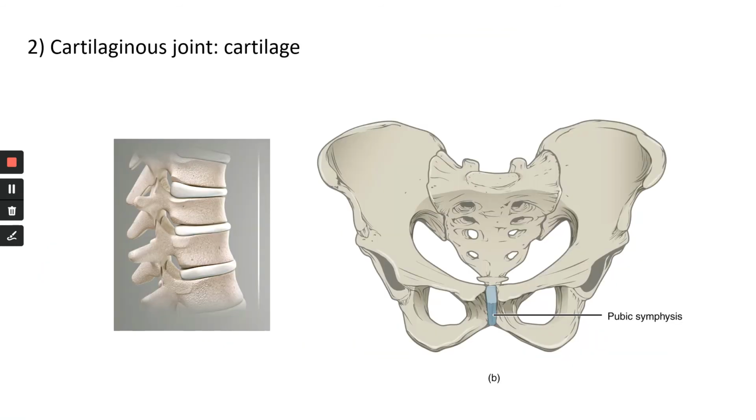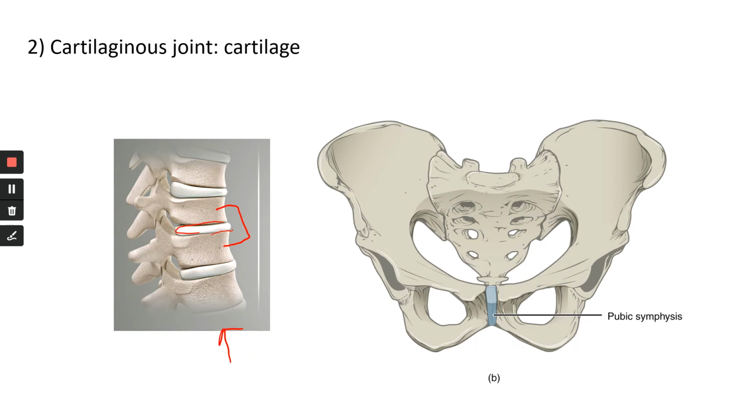Second is cartilaginous joint. So remember the bones are held together by cartilage, right? This is actually fibrocartilage, a type of very tough cartilage. You can find a cartilaginous joint in your spine or your vertebral column. In between the vertebrae, in between the bones, you see there's a disc, right? That's a disc of fibrocartilage. It's very resistant to compression. So it's a very, very good structure to have in your vertebral column.